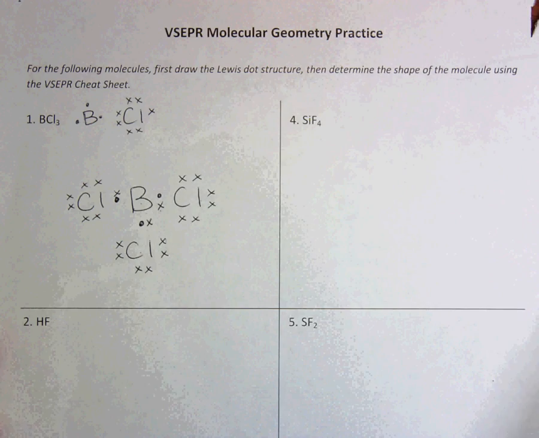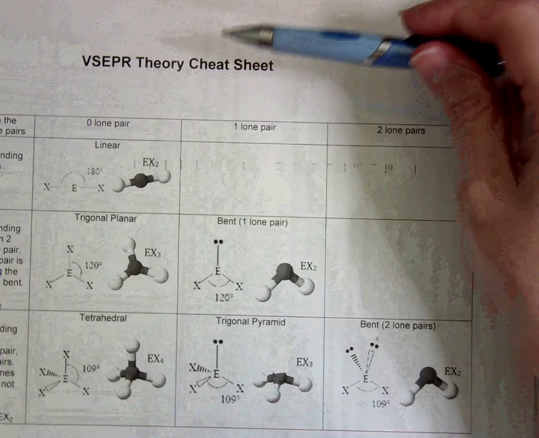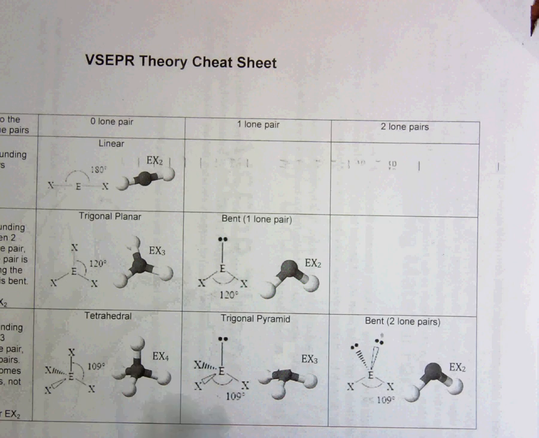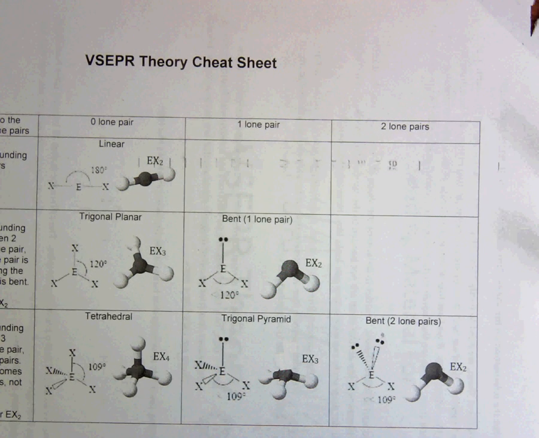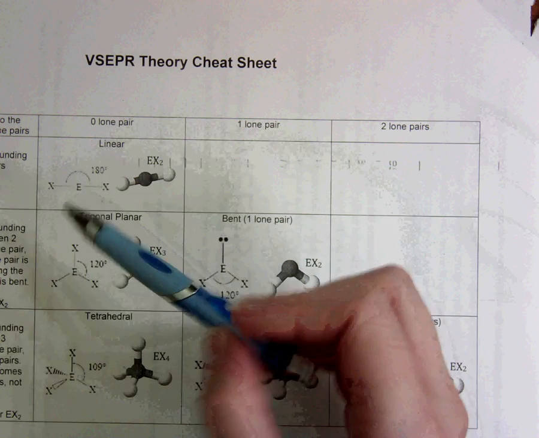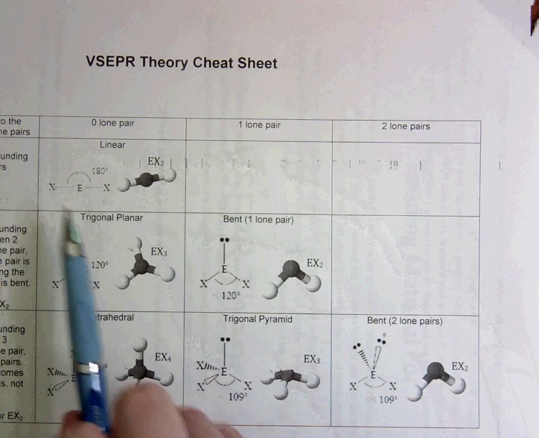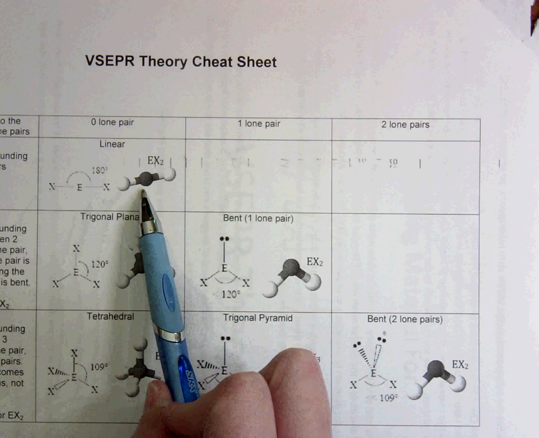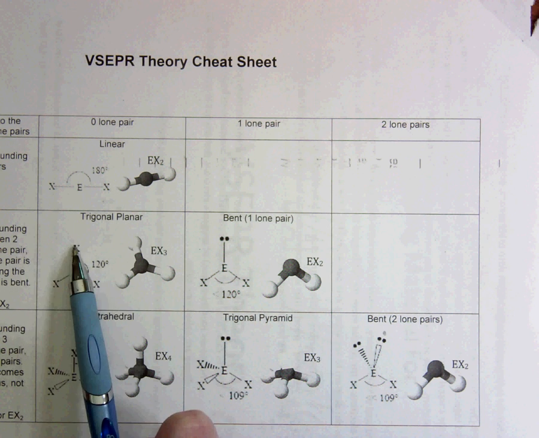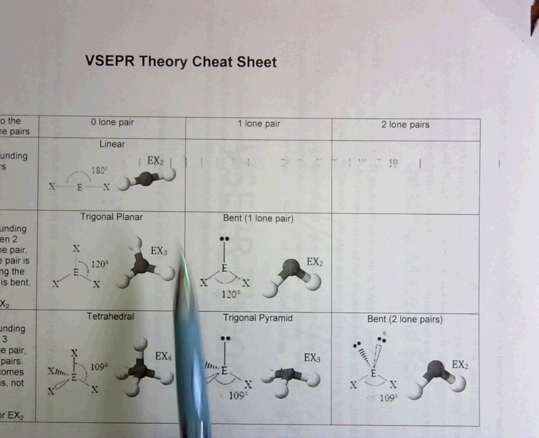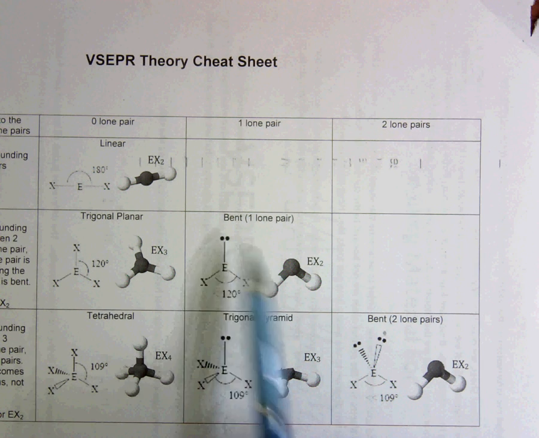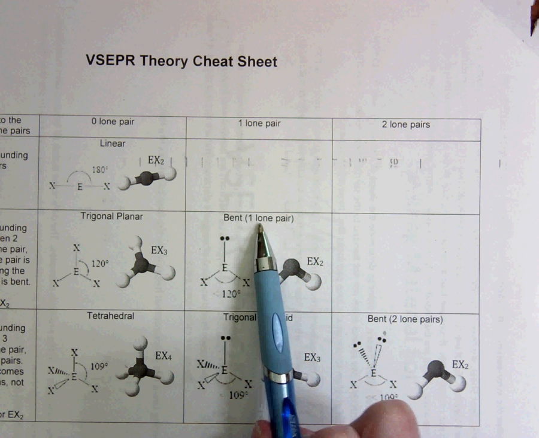So I'm going to look at my VSEPR cheat sheet here, and what this shows me is the shape that a molecule will have after it has bonded in a covalent fashion. So if I had 2 bonds, then I would have a linear structure. 3 bonds is called trigonal planar. 2 bonds and a lone pair, and we'll get to lone pairs in a moment, is going to be bent with 1 lone pair.